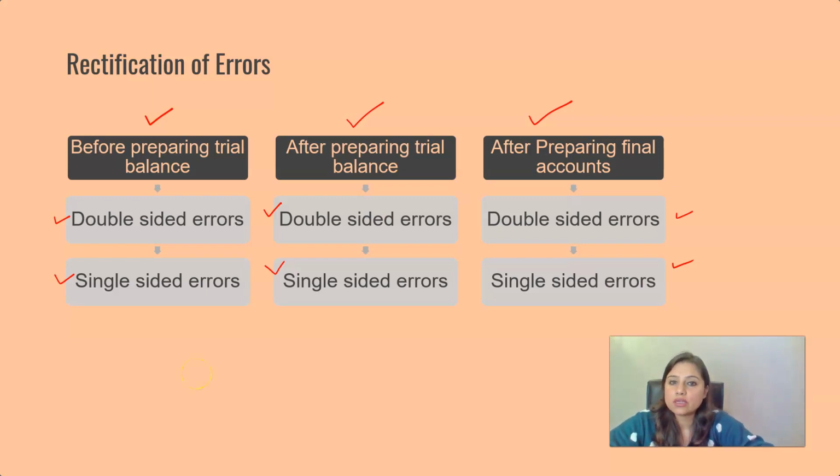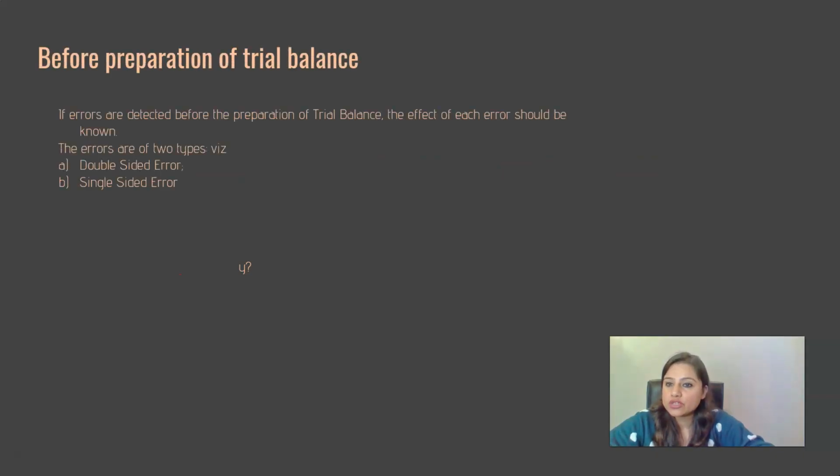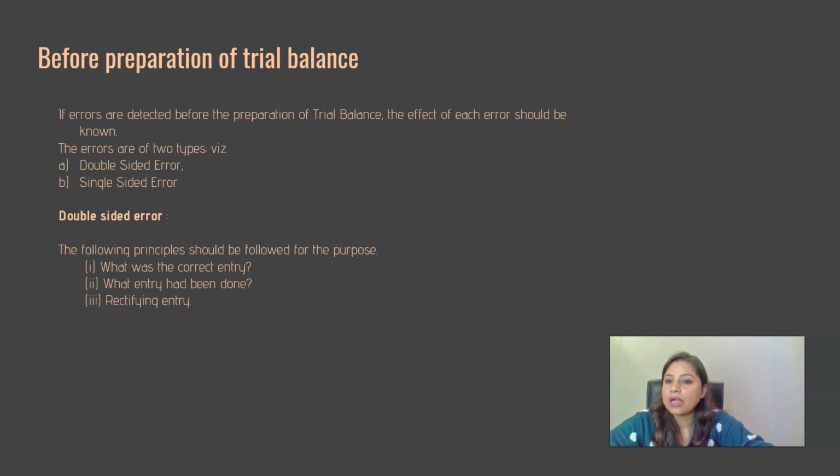So moving on, let us take a look at the first adjustment that needs to be done. Before preparation of the trial balance, if errors are detected, the effect of each error should be known. So if we detect an error before the preparation of the trial balance, whosoever identifies it should know the effect of the error and give the reverse impact in order to bring the correct impact of that particular entry.